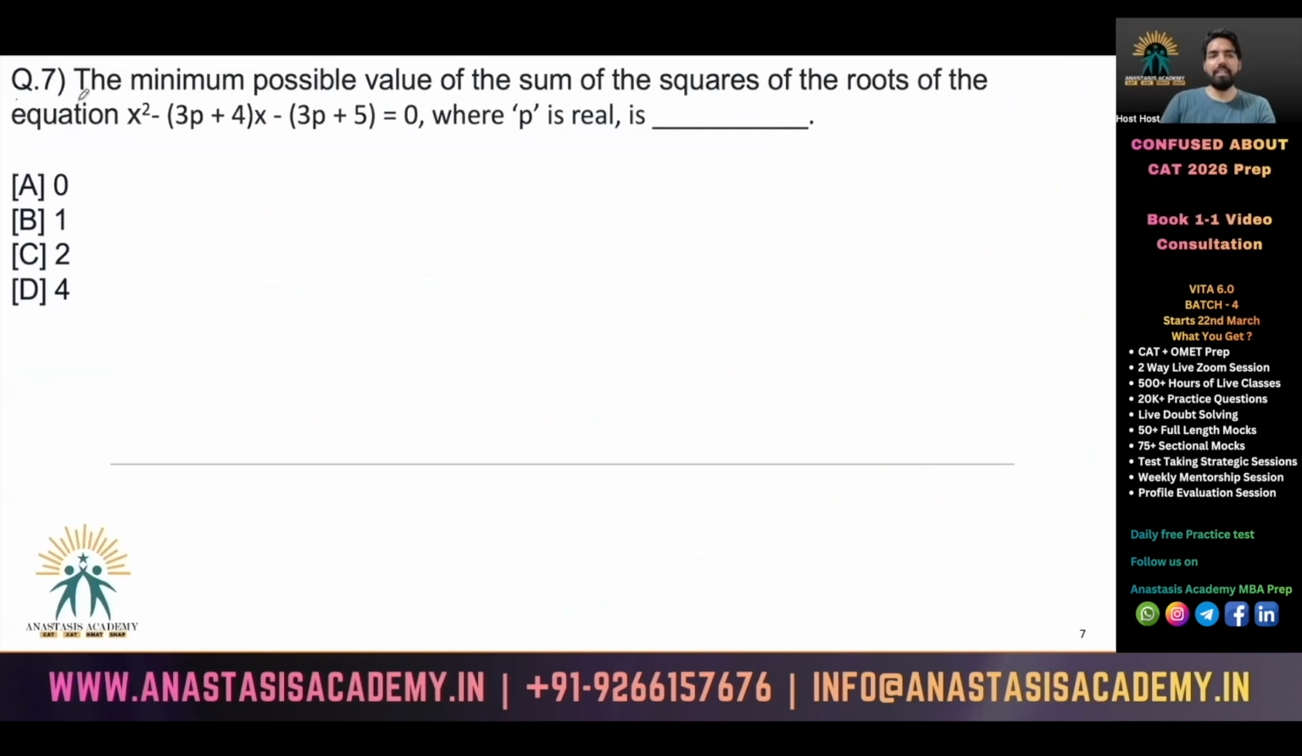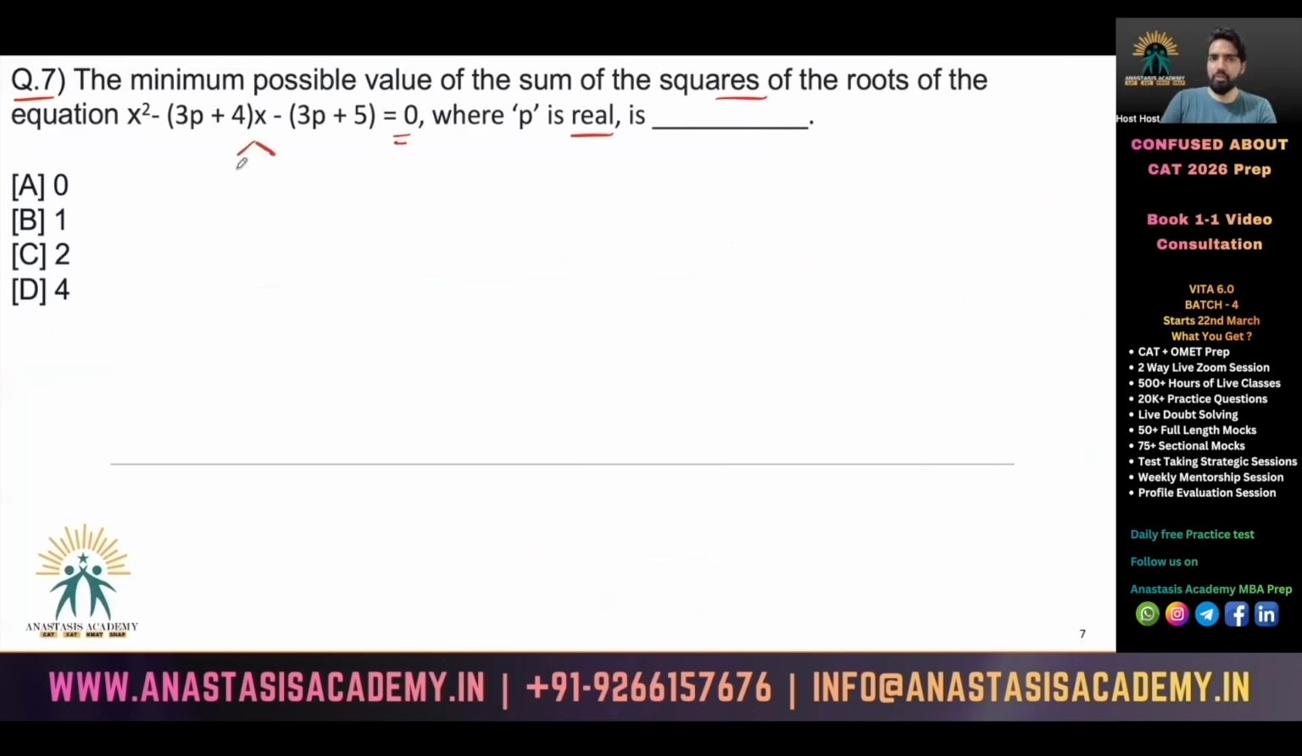Let's look at this question. The minimum possible value of the sum of squares of the roots of the equation x square minus (3p plus 4)x minus (3p plus 5) is equal to 0, where p is real. So I need to find the minimum value of the sum of squares of the roots.